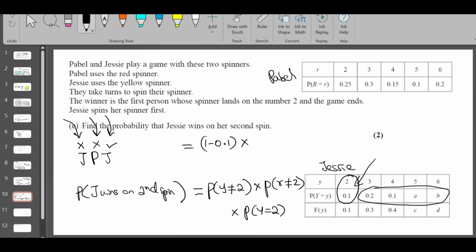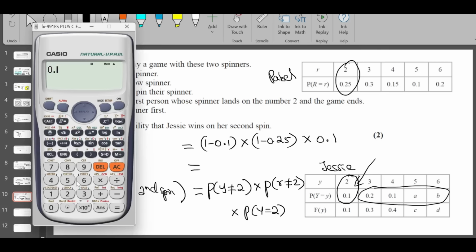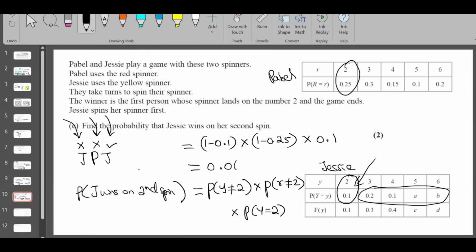R is not equal to 2. So 1 minus 0.25 times y is equal to 2, which is 0.1. Just calculate this, that's all. So it's 0.9 times 0.75 times 0.1. 0.0675 is the answer. It's just a 2-mark question.